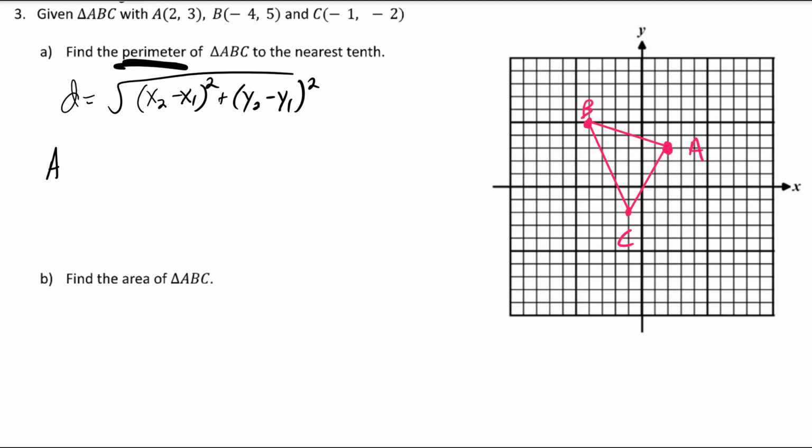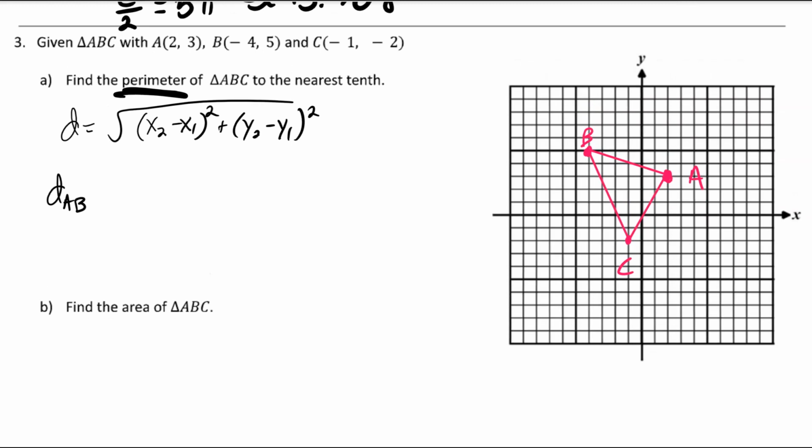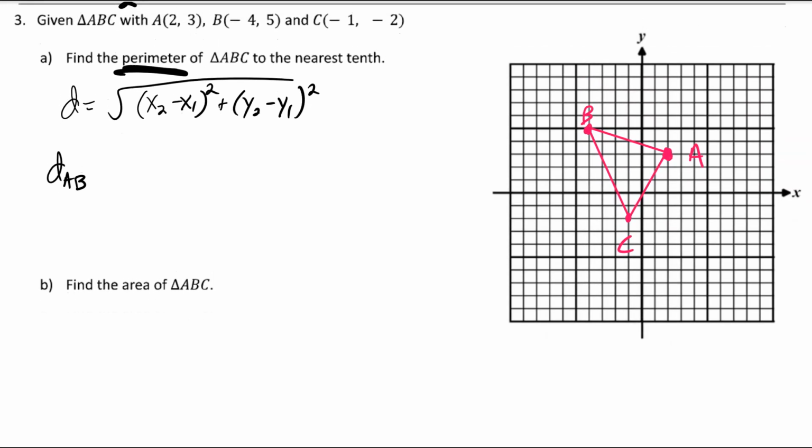If I want to find the distance for, let's say, AB, that side, I can treat A as my x1, y1, and B as my x2, y2 when I substitute into the formula. So (negative 4 minus 2) squared plus my (y2 minus y1) squared.